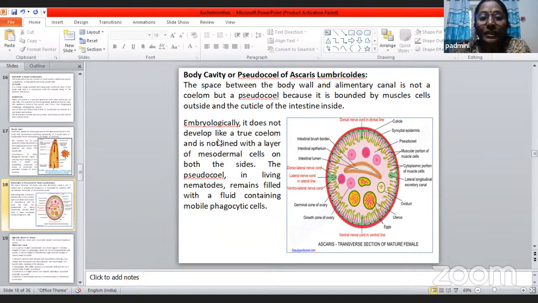So that is the body cavity. Embryologically, it does not develop like a true coelom. That's why it is called a pseudocoelom. It is not lined by mesodermal cells, so hence it is called a pseudocoel. It remains filled with fluid containing mobile phagocytic cells. So that is the body cavity over there.